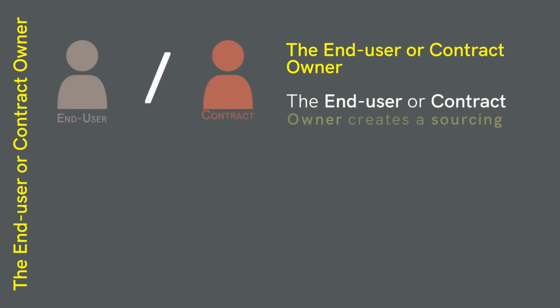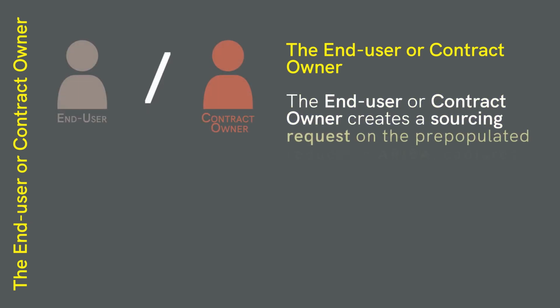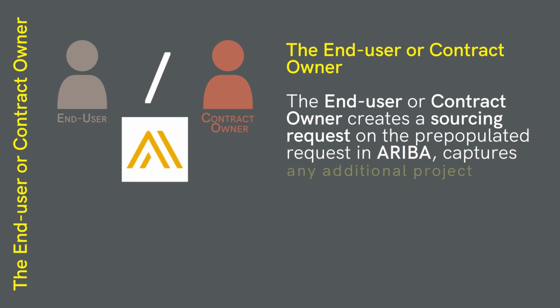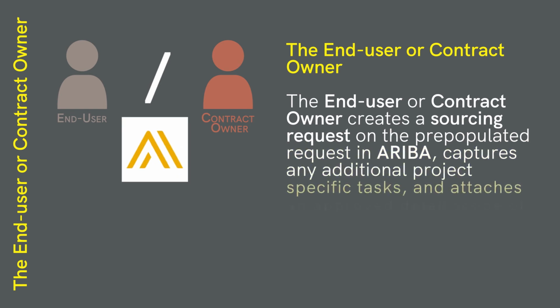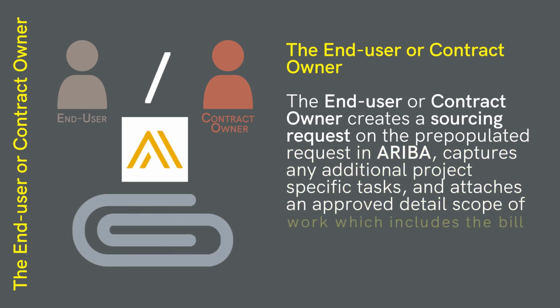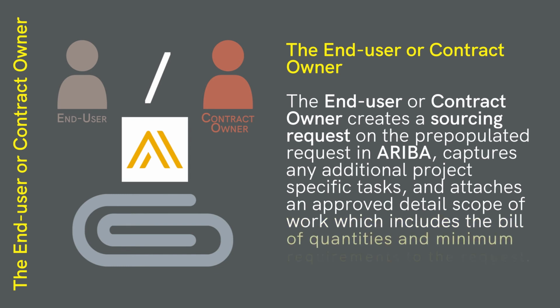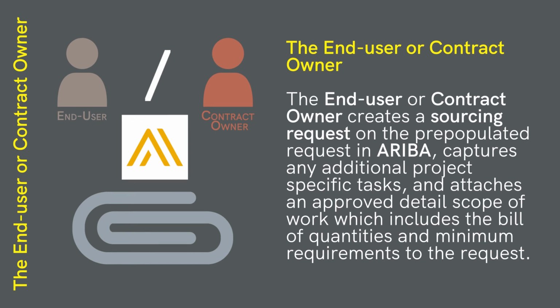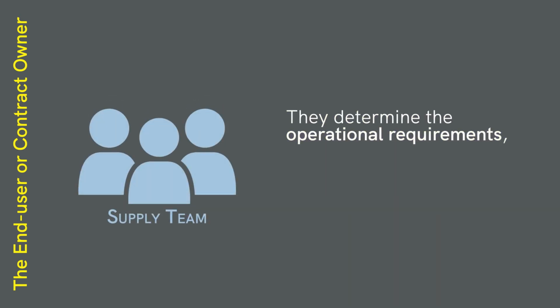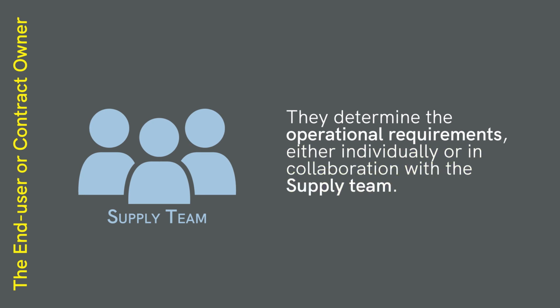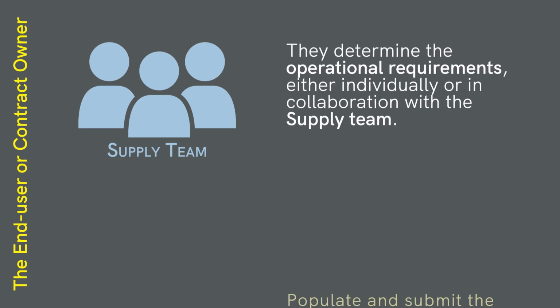The end user or contract owner creates a sourcing request on the pre-populated request in Ariba, captures any additional project-specific tasks, and attaches an approved detailed scope of work which includes the bill of quantities and minimum requirements to the request. They determine the operational requirements, either individually or in a collaboration with the supply team.